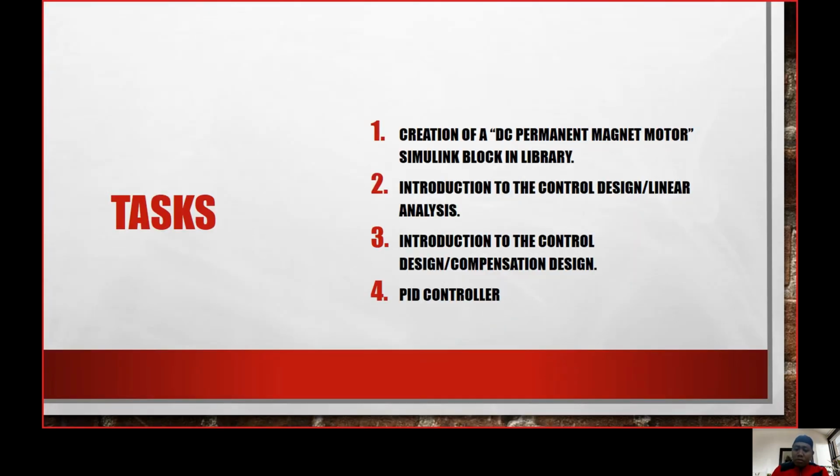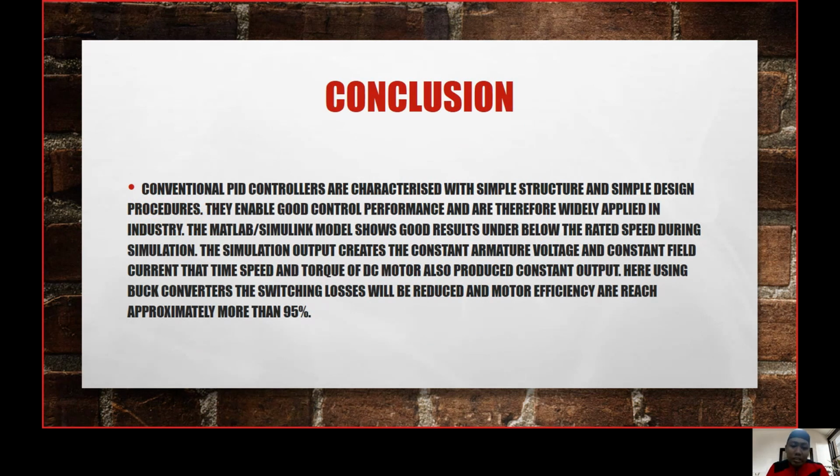So now I will make the conclusion. The conclusion is that the conventional PID, with its characteristic simple structure and simple design procedure, enables good control performance and is therefore widely applied in industry. The MATLAB and Simulink model show a good result under the rated speed during the simulation. The simulation output creates the constant armature voltage and constant field current, so that the speed and torque of a DC motor also produce constant output.